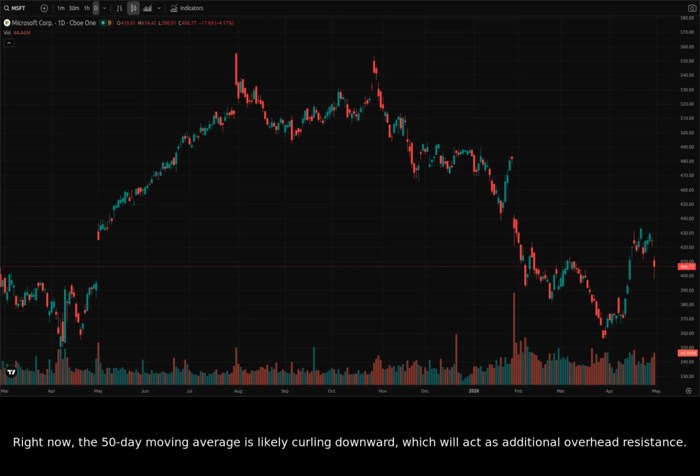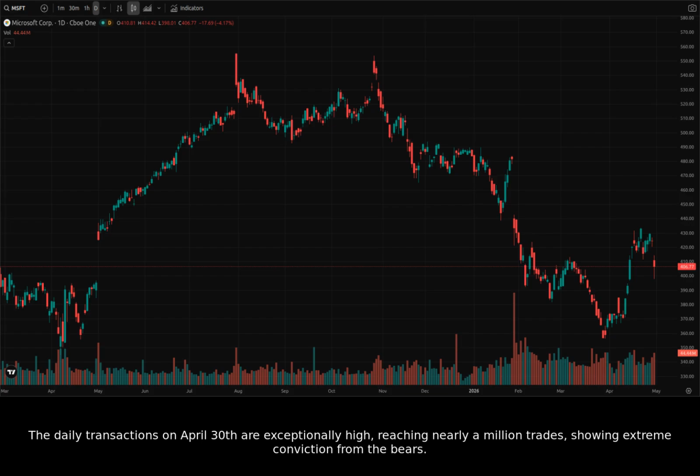Right now, the 50-day moving average is likely curling downward, which will act as additional overhead resistance. The daily transactions on April 30th are exceptionally high, reaching nearly 1 million trades, showing extreme conviction from the bears.